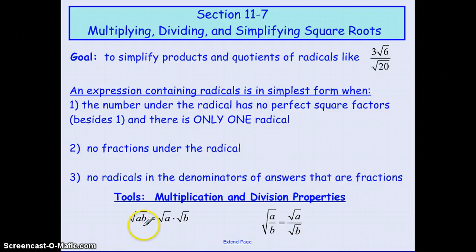So it's important for us to remember that if we have the square root of a times b, we can break that up into the square root of a times the square root of b, and also that if we have the square root of a times the square root of b, we can go backwards and make that the square root of a times b, so we can multiply. It will also be important to remember that if we have a fraction under a radical, we can break that up and make it the square root of the top over the square root of the bottom. Or if we have a radical divided by a radical, we can combine that into one fraction underneath the radical. Both of these properties are going to be very useful to us in doing these problems.